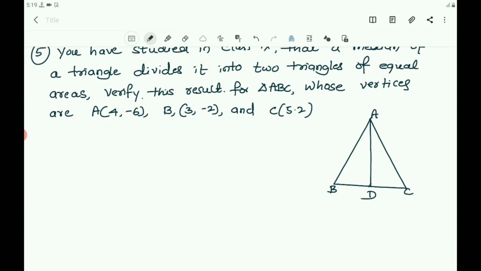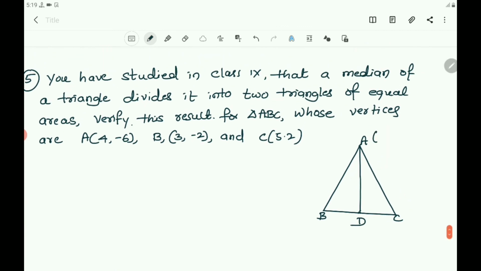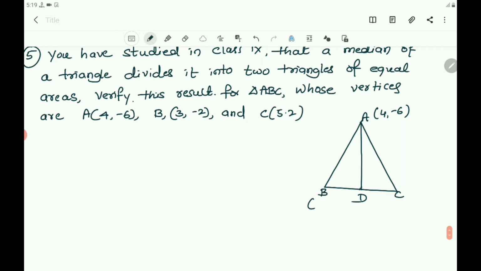Now A is a point with the coordinates 4, minus 6. B is a point with coordinates 3, minus 2. C is a point with coordinates 5, 2 and D is the midpoint of BC. Let us find the coordinates of the point D. By using the midpoint formula, let us find the coordinates of the midpoint D of BC. To find D, so we write the first.